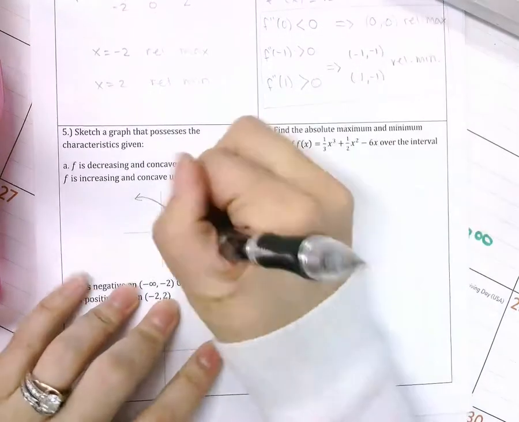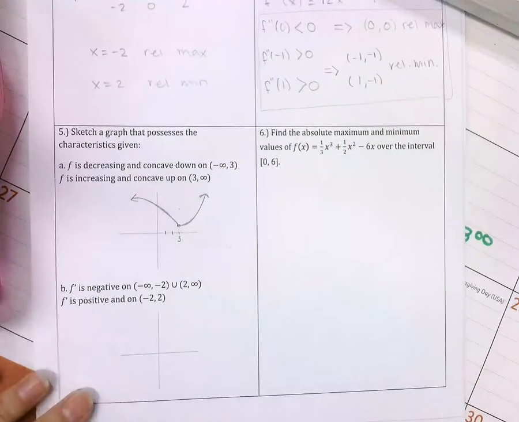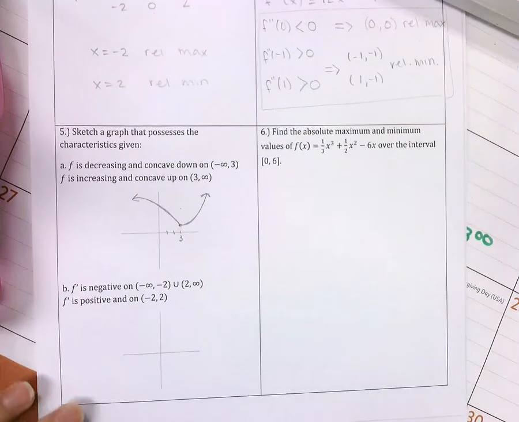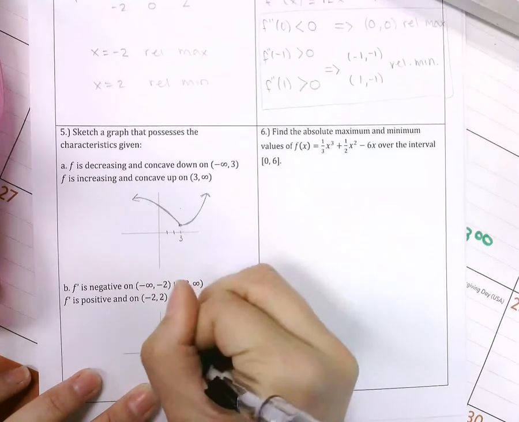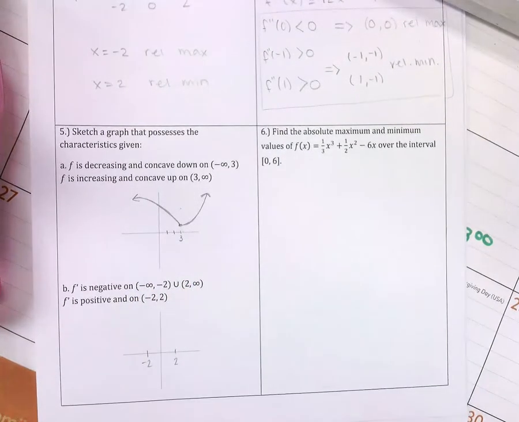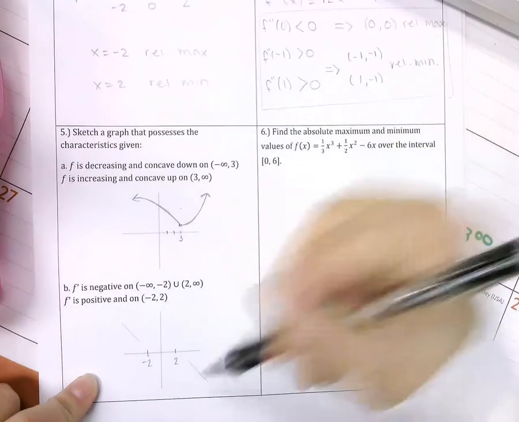All right, now, f prime is negative. So if f prime is negative, first I'm going to put -2 and 2 down. What does that mean? Decreasing. It means it's decreasing. So it has to decrease until -2, and then it has to decrease again after 2.